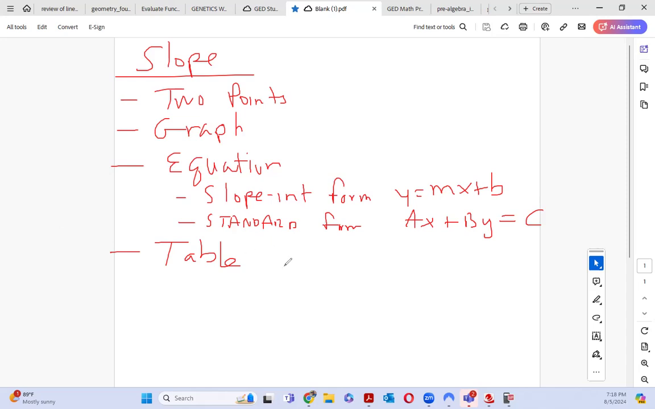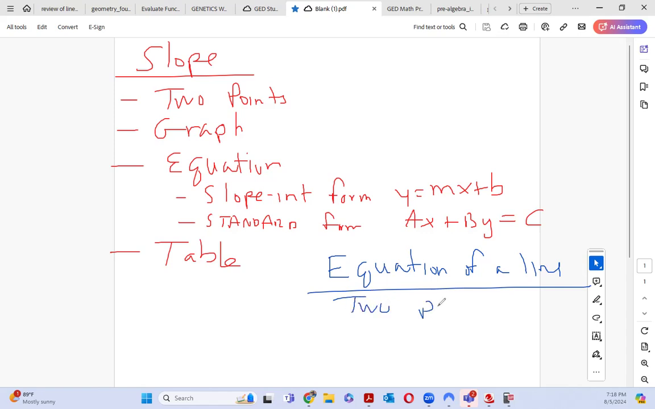What you also need to be able to do, I'm going to change the color to blue, is find the equation of a line from 2 points, from a graph, and from a table.